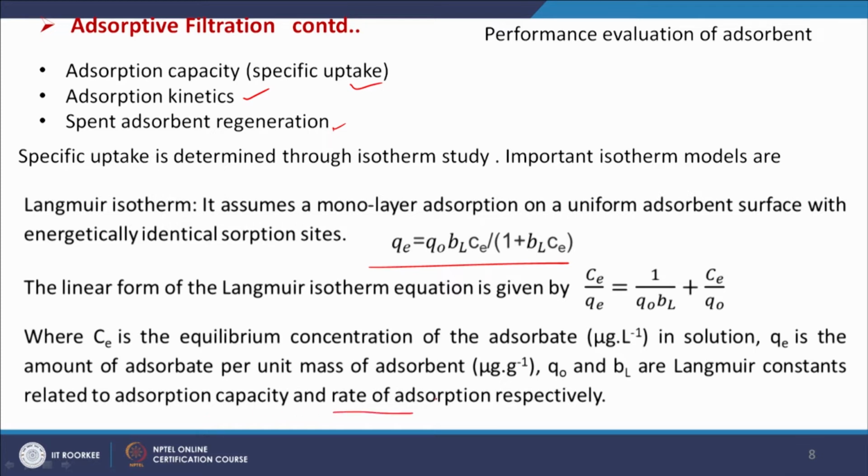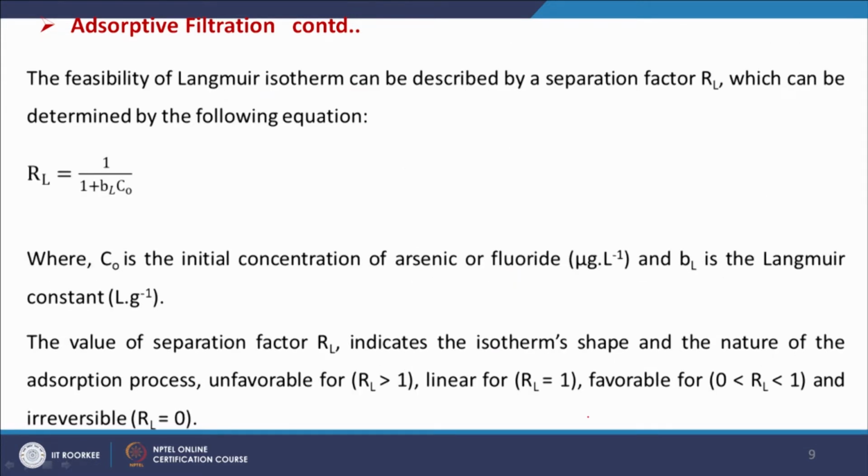So, this is the Langmuir isotherm, and mostly it is used to calculate the maximum adsorption capacity of the adsorbent for that particular pollutant within a certain range of initial concentration of that pollutant or adsorbate. Similarly, another mostly used isotherm is the Freundlich isotherm. Before that, we will discuss the suitability of using the Langmuir isotherm.